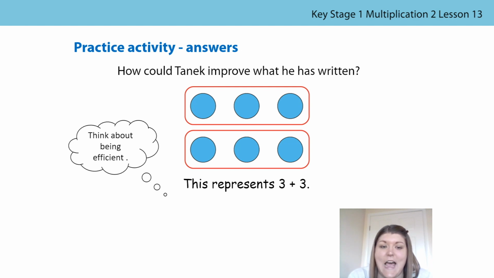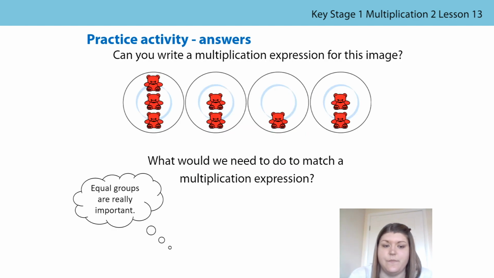So we were asked, how could Tanique improve what he has written? This represents 3 plus 3, and we had to think about being efficient, being quicker. So he's got 3 plus 3. I know, that's 2 times 3. 2 threes. He's got 2 threes. Well done if you got that right. You now know what efficient means and you can write your multiplication expression. You didn't peek, did you? You've had a go. Oh, good.